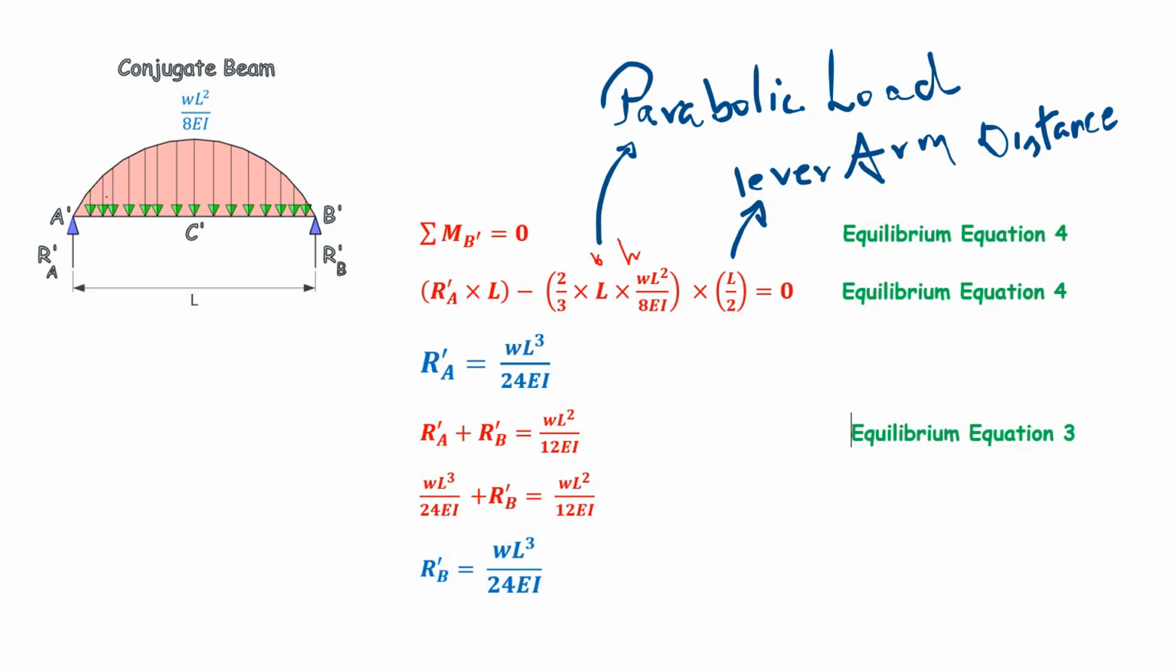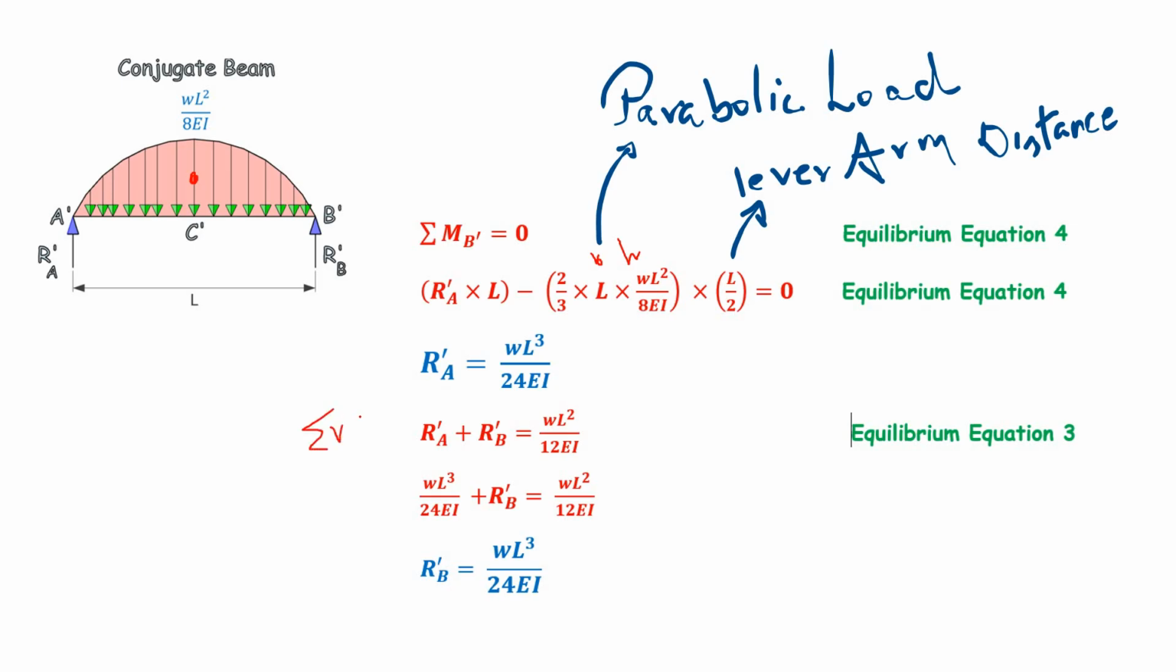And what is the lever arm distance? So for this total parabolic load, the centroid is at a distance L by 2 from the point B dash, so that is being substituted here in the bending moment expression. The moment at point B dash is equal to 0. So from this, after simplification, we get RA dash is equal to WL cube by 24EI. Now use the equilibrium equation, summation of V equal to 0 here.